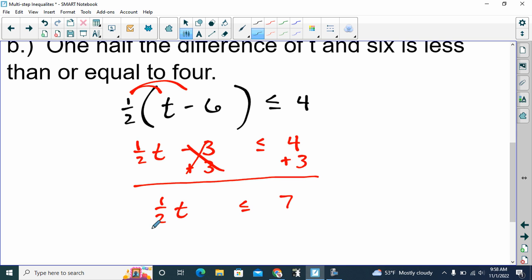And here we have 1/2 t. We want to divide both sides by 1/2. Remember, dividing by a fraction, I think it's usually easier to multiply by the reciprocal. We are going to multiply times 2 over 1. Notice 2 divided by 2 cancels, 1 divided by 1 cancels. I just get t, that's what I wanted. 7 times 2 is 14. 1 times 1 is 1. 14 divided by 1 is 14. I multiply both sides by a positive number. I do not flip my inequality.